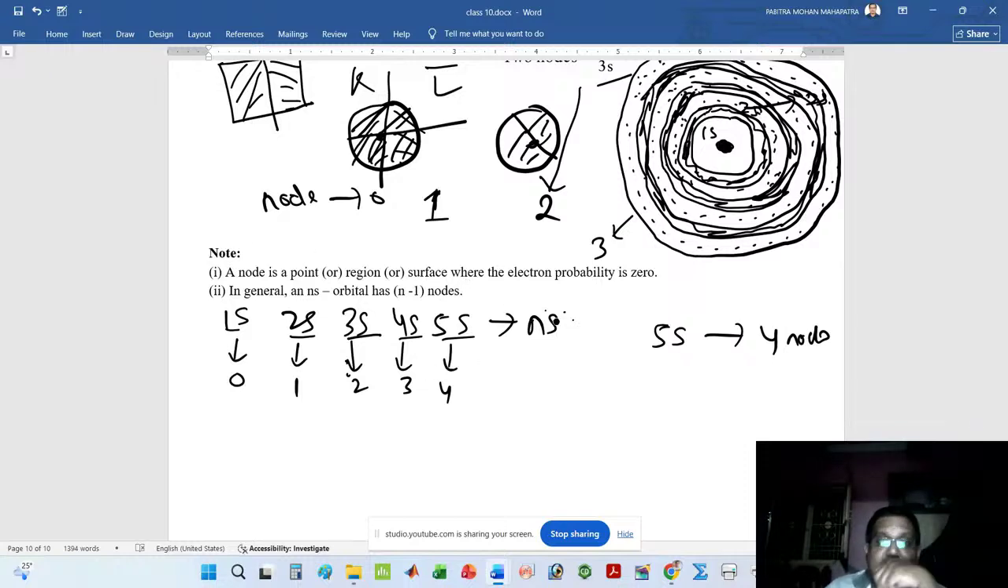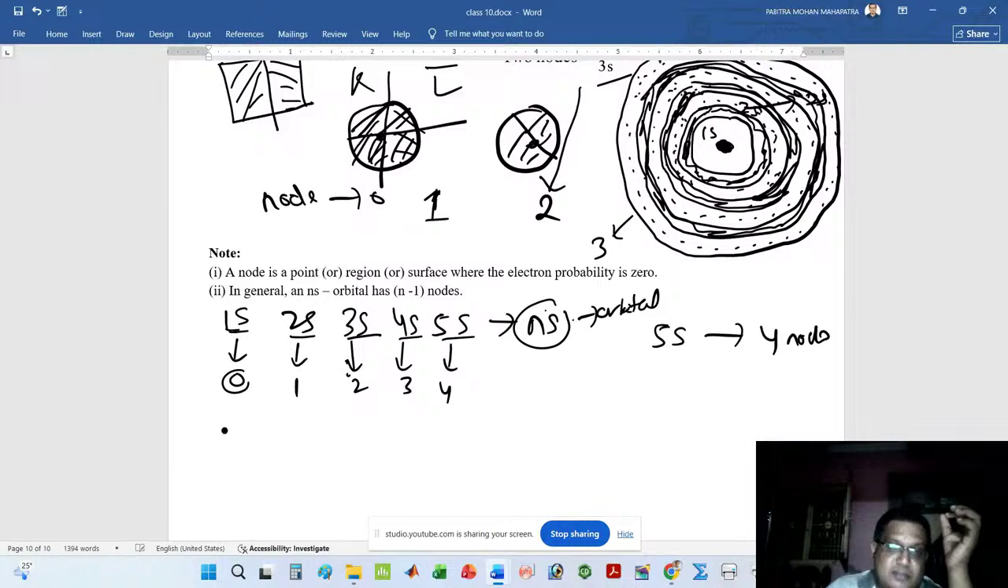For the ns orbital, suppose a question asks how many nodes you will find for the ns orbital. Then what is your answer? Look at that. For 1s, 0 nodes. That means 1 minus 1, that is your 0.